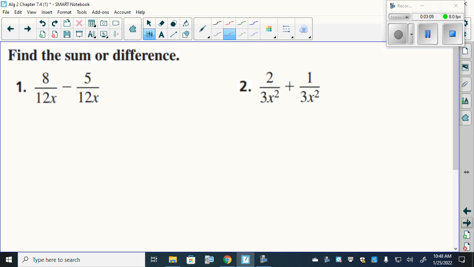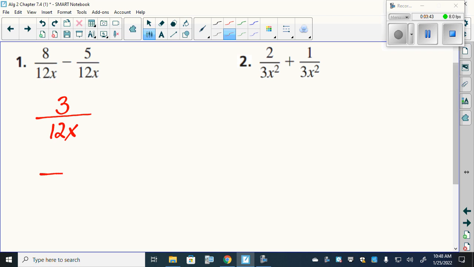Well, we can look at number 1 here. 8 over 12x minus 5 over 12x. Now, 8 and 12 do have a greatest common factor, yes? But what do we need to be able to subtract? We need the denominators to be the same. So we don't want to mess with that yet. So we'll leave it as 12x. 8 minus 5 is 3? So we have 3 over 12x.